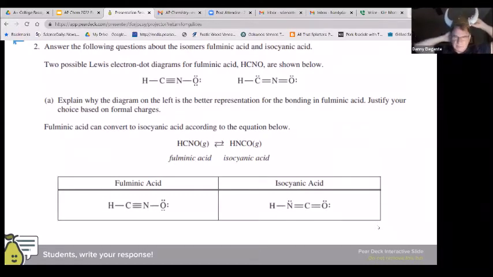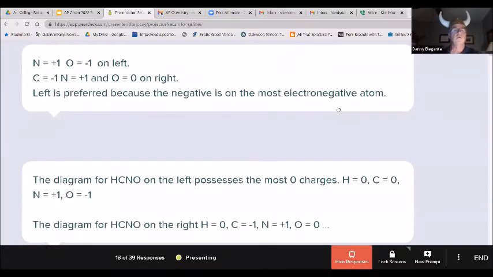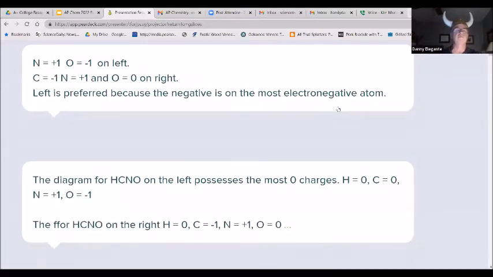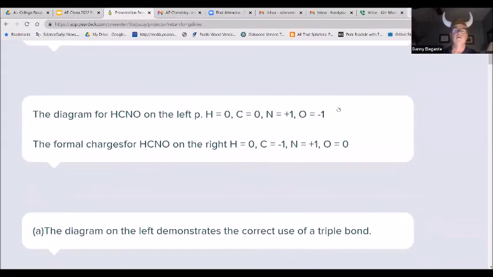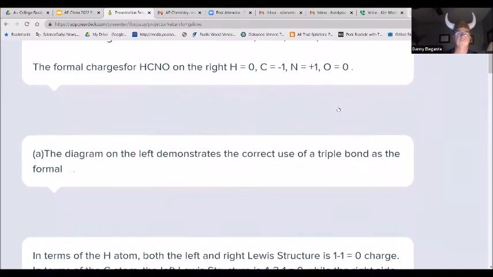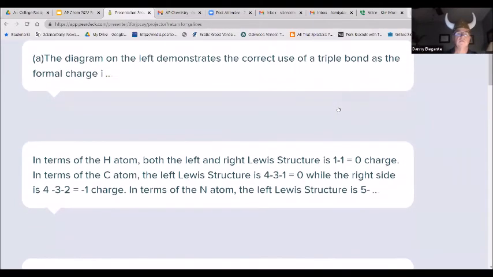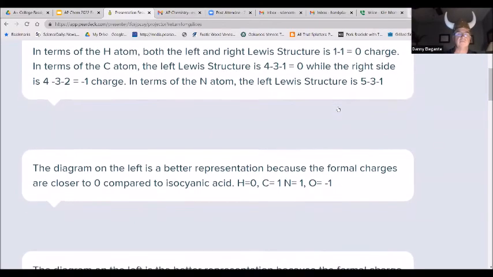All right, so I'm just going to peek at some of your answers real quick. All right, 18. Let's see. N is +1, O is -1 on the left, carbon is -1, +1, and 0 on the right. Okay, that's pretty good. All right, so y'all are writing down formal charges. That's great. Y'all are writing down some great answers.